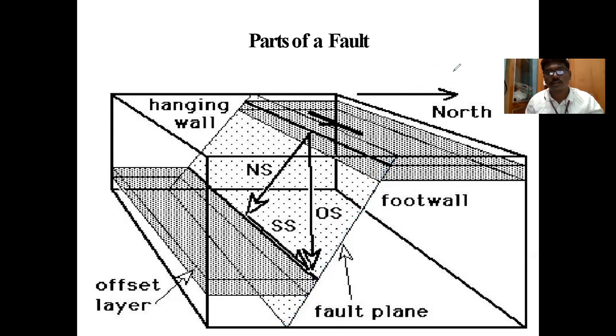Try to draw again. Try to take another color. Yes. So if I try to draw simple rock horizontal beds, which are horizontal, they are not folded and have not undergone any faulting. If I name them as 1, 2.